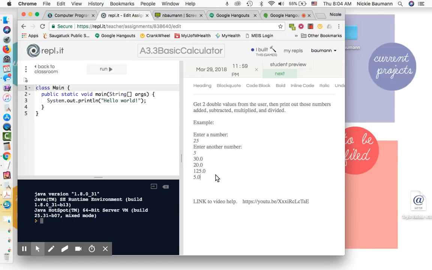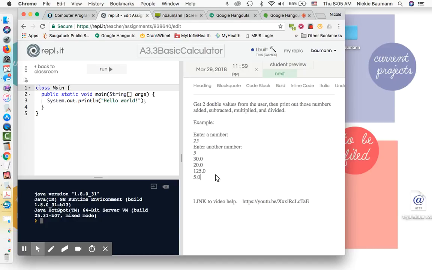A lot of you, I think, are running right through the directions and just starting and going through your code, and you're missing some key parts. So for example, when I said get two double values, you're probably going to need to anticipate that the user could input a double value, meaning they could put a decimal point in there. And a lot of you had integers or had a combination of both.